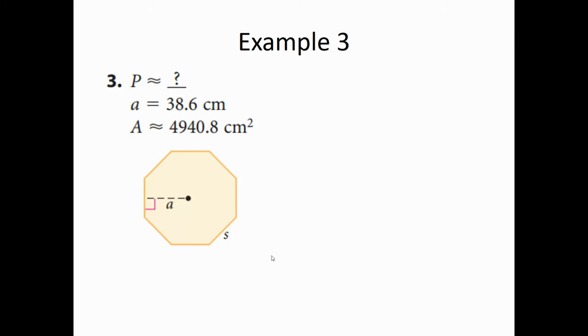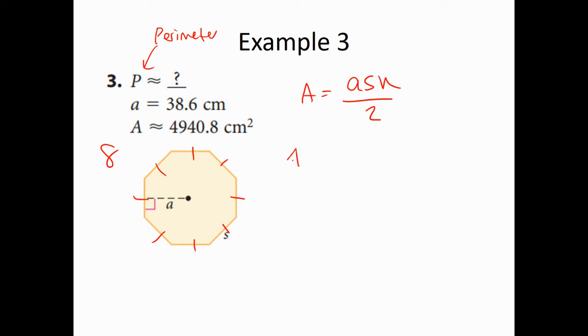Example 3, this time we're trying to find the perimeter. If you see capital P, that's for perimeter. And you just kind of plug in, always going back to this formula, since it's a regular polygon we're dealing with. Looks like an octagon, 8 sides. So we're given the area, plug that in for capital A. We're given the apothem as lowercase a. The side length is not known, so I'm going to leave that there, and then number of sides is 8, and we divide this by 2.